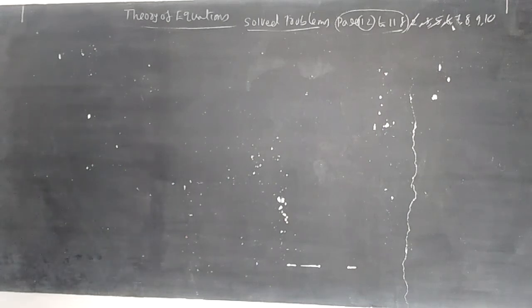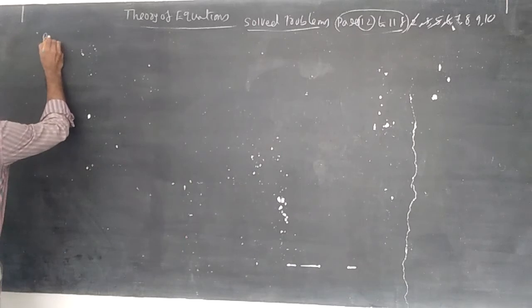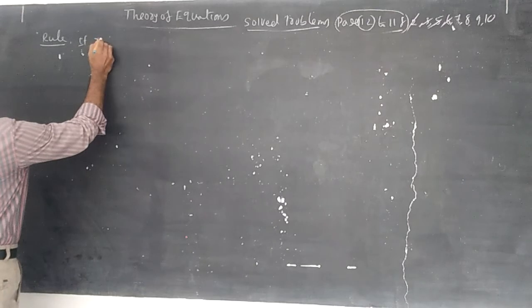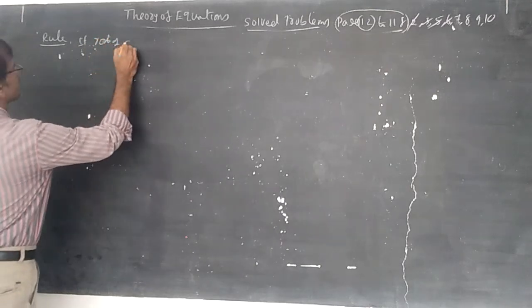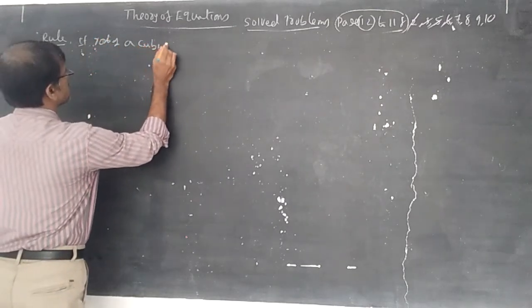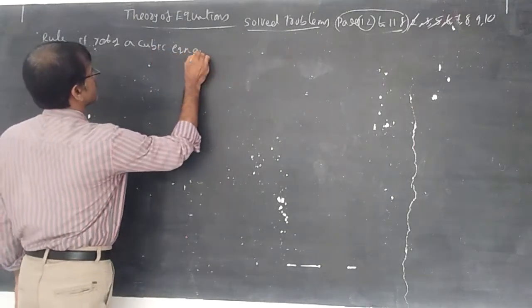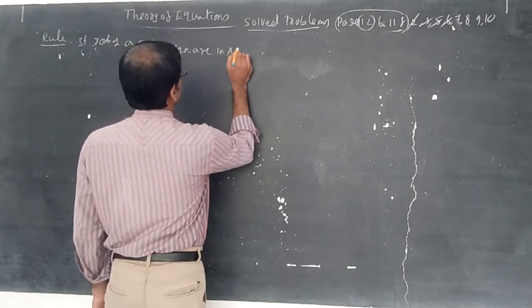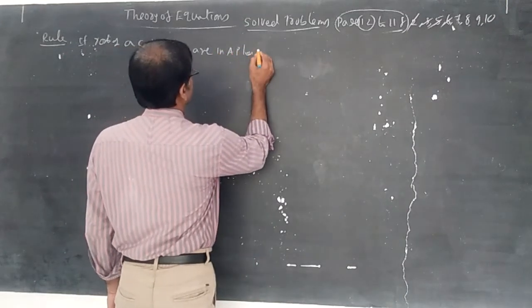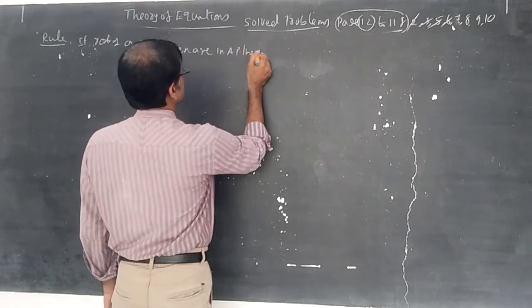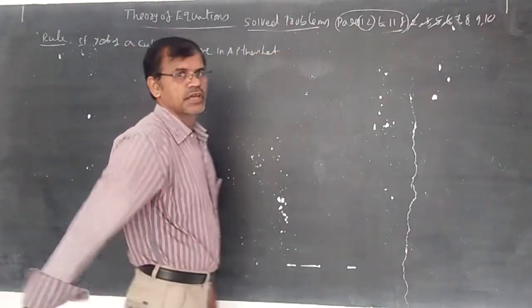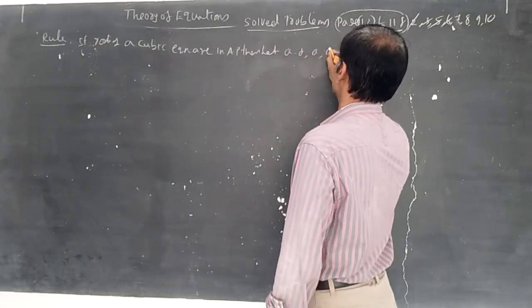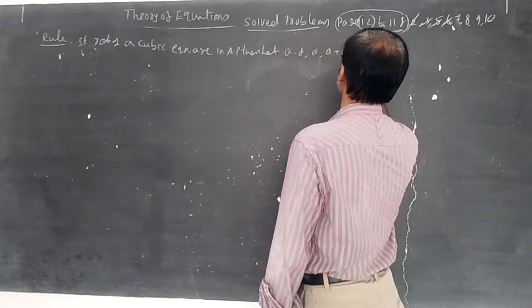Solve. A rule I am writing. If roots of a cubic equation are in AP, then let a minus d, a, a plus d be the roots. A minus d, a plus d are roots.